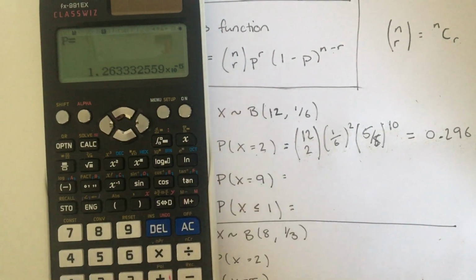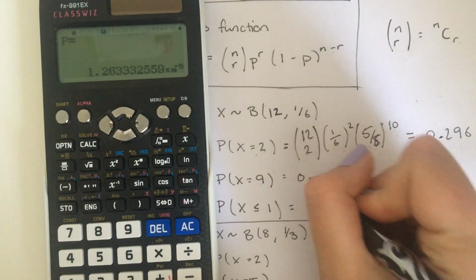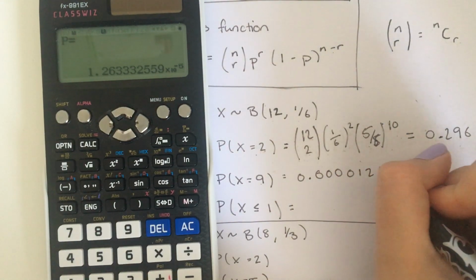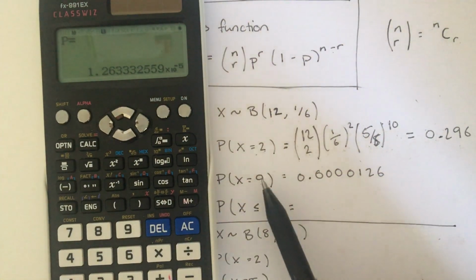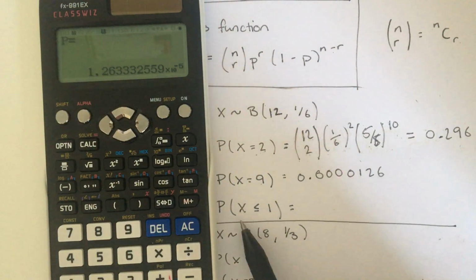And then here's my answer. It's given to me in standard form. I can write that as 0.0000126. So this is the probability that I would roll 9 6s out of 12. And then here we want the probability that x is less than or equal to 1.